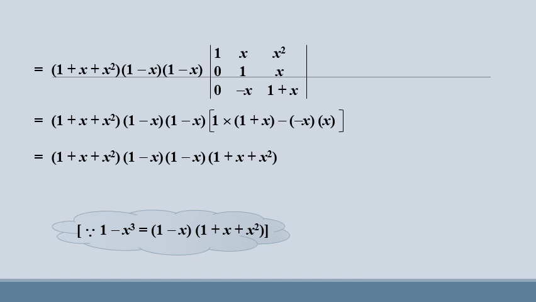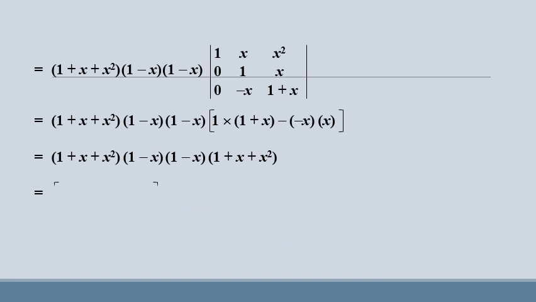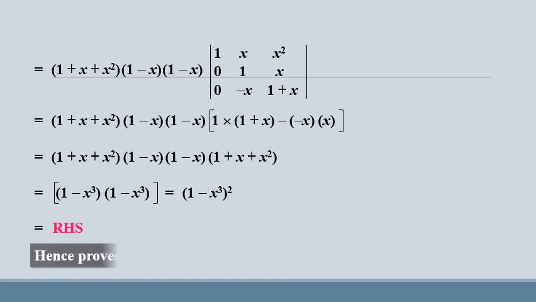When using the identity a cube minus b cube, we get 1 cube minus x cube is equal to 1 minus x into 1 plus x square. So we are grouping the terms 1 minus x cube into 1 minus x cube, which is nothing but 1 minus x cube whole square, which is the required RHS.